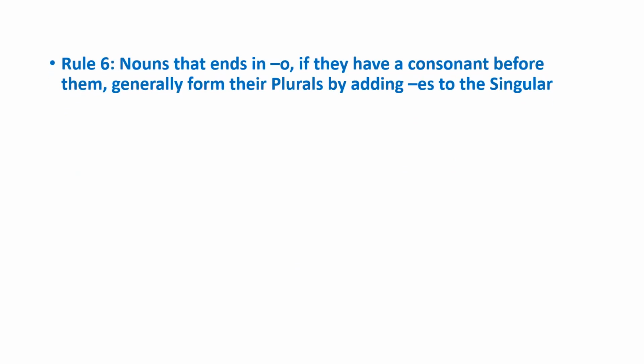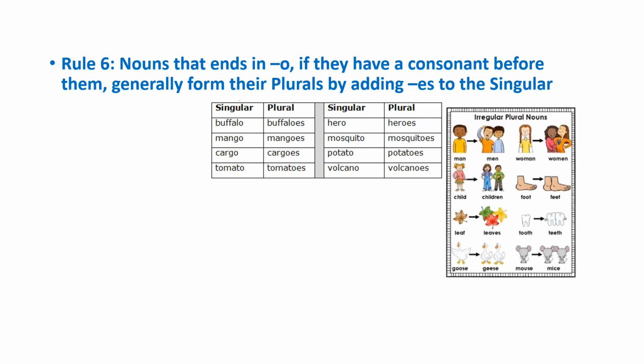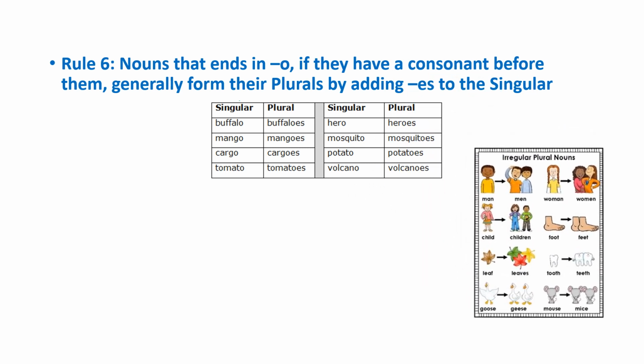So let us learn rule number 6. Nouns that end in O, if they have a consonant before them, generally form their plurals by adding es to the singular. So we can see in the example, singular buffalo, ending in O but having a consonant L before O. So we will be simply adding es to change the number of this word.